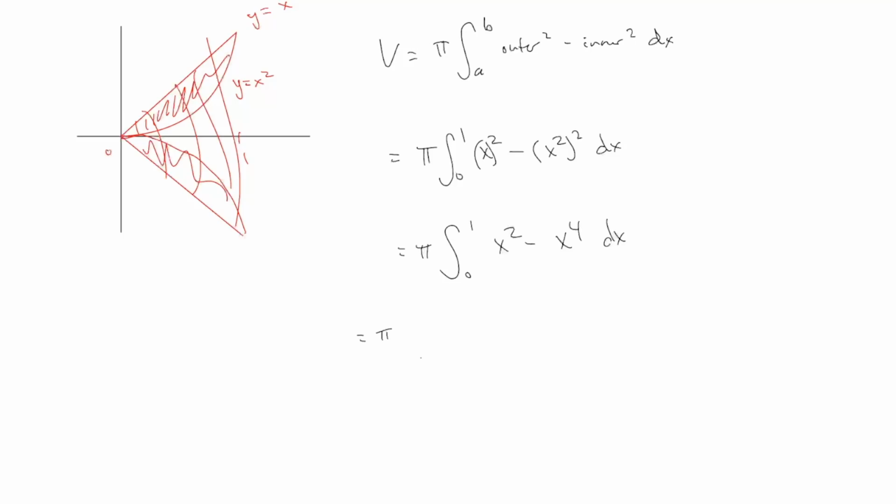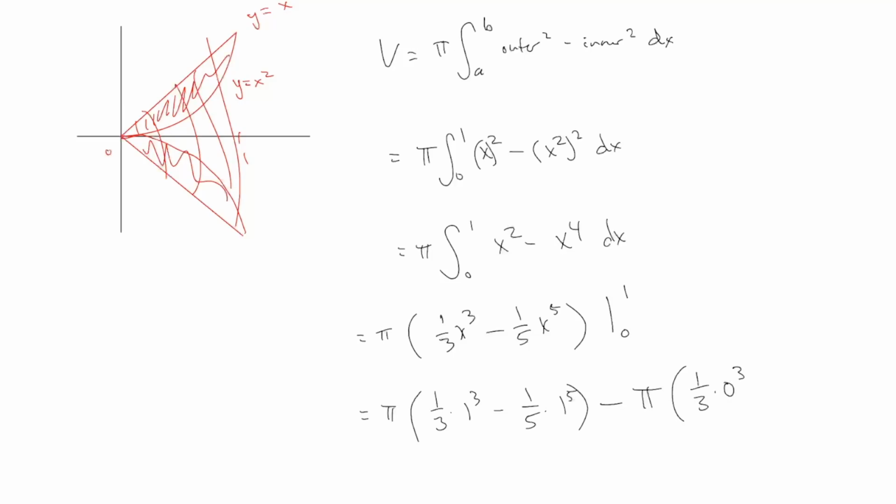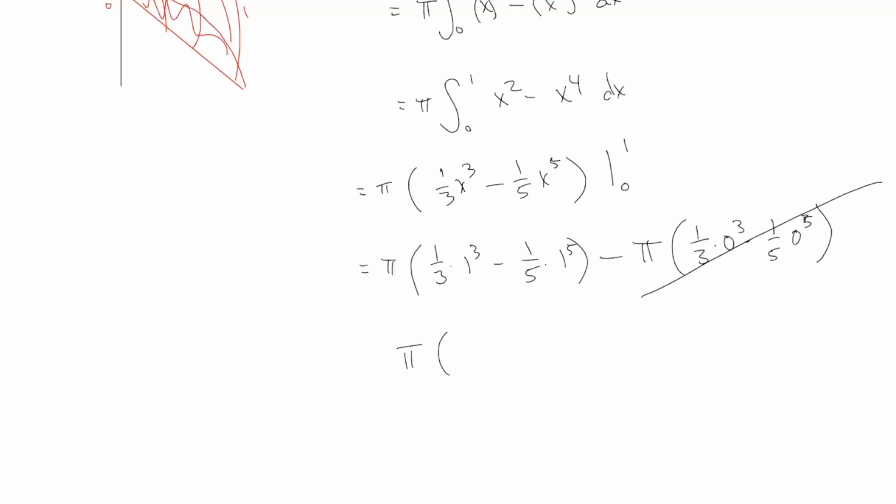So it's going to say 1/3 x cubed minus 1/5 x to the 5, and I plug in 0 and 1. So it's pi times 1/3 1 cubed minus 1/5 1 to the 5, minus, same thing with zeros, 1/3 0 cubed minus 1/5 0 to the 5. Most of that can simplify away. This is all zeros over here, and you can ignore those ones if you like. 1/3 minus 1/5, whatever that is, times pi. This is my answer. It looked like most people got something like that. Great job, if you did. All right.